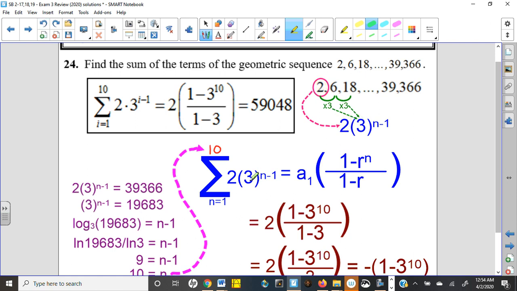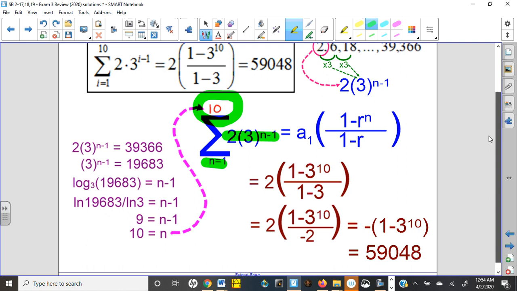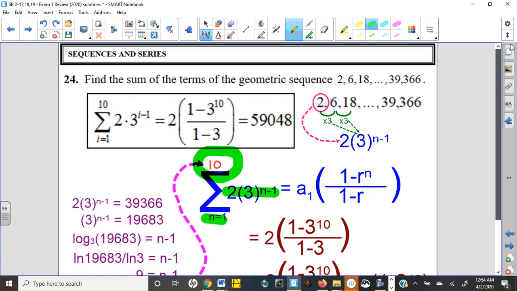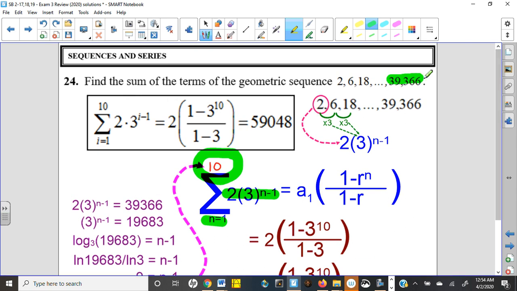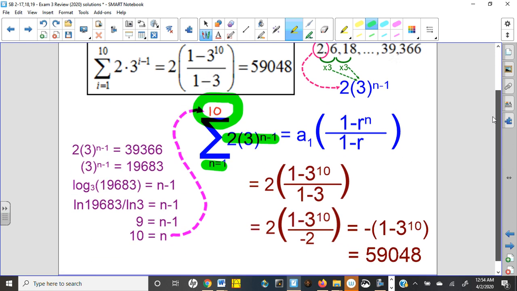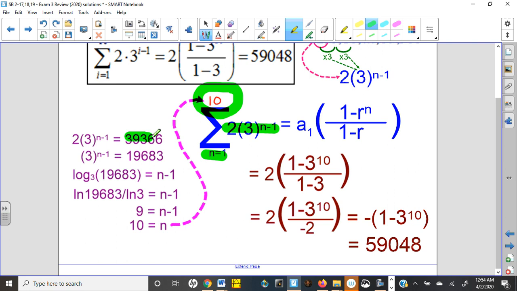Now, I'm pretty much done. I've got this. The only question is, how far out do I go? And this is usually the part of the problem that requires the most work. We need to figure out how many terms out the last term, 39,366, is. So what I did is I set 39,366 equal to our formula.